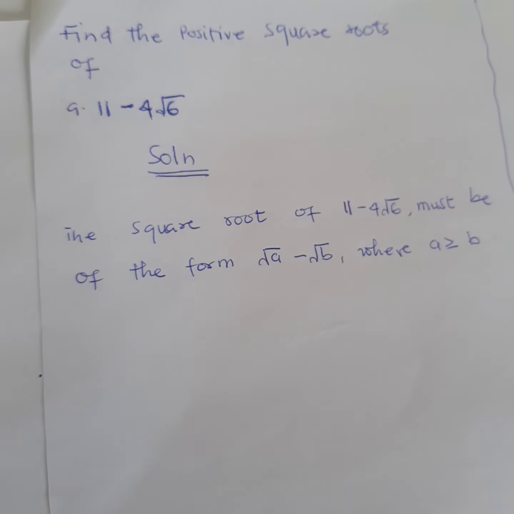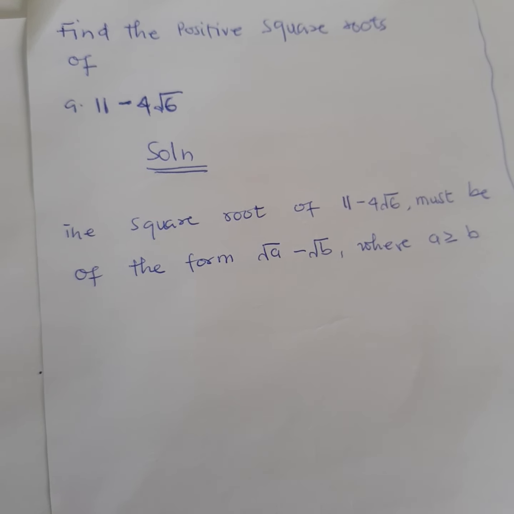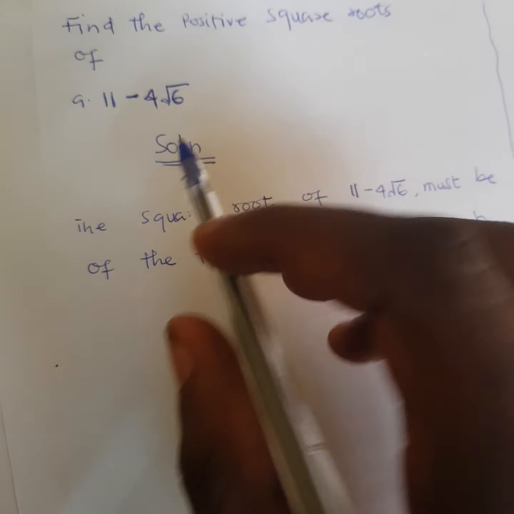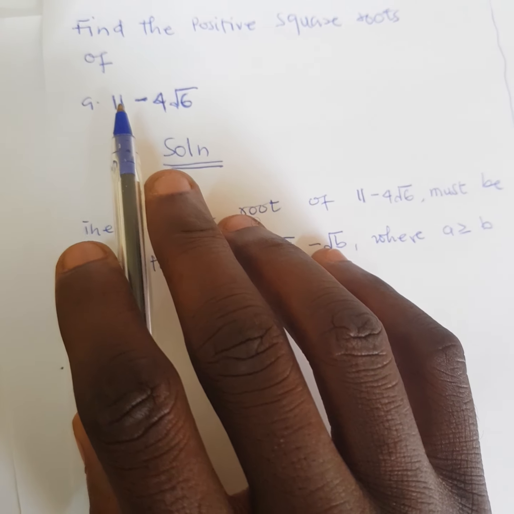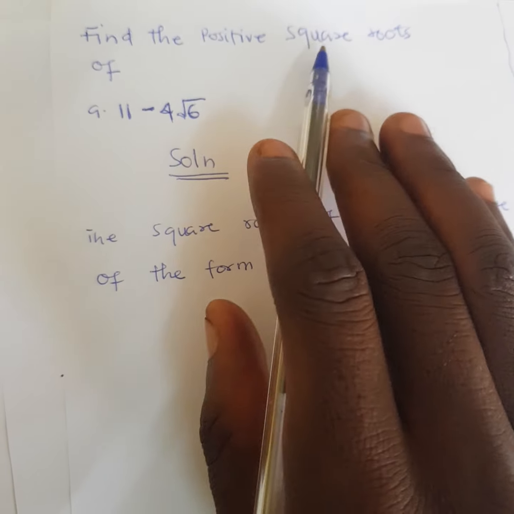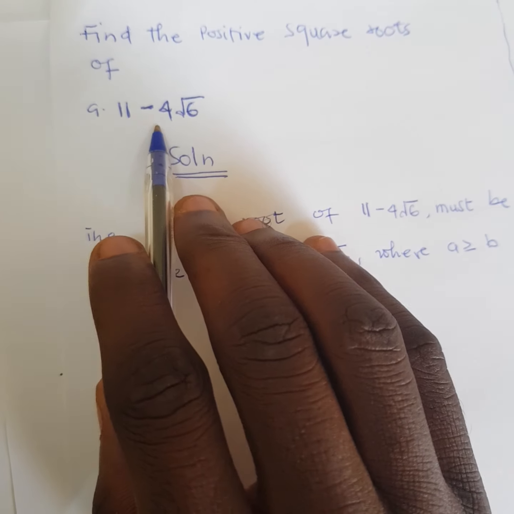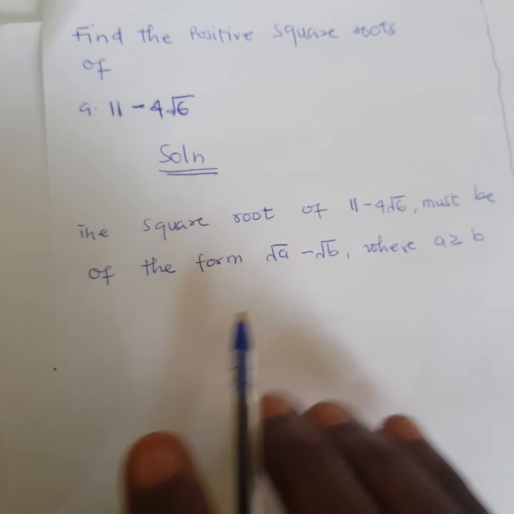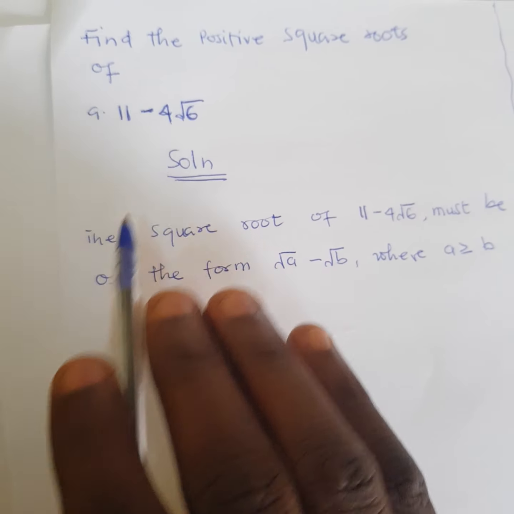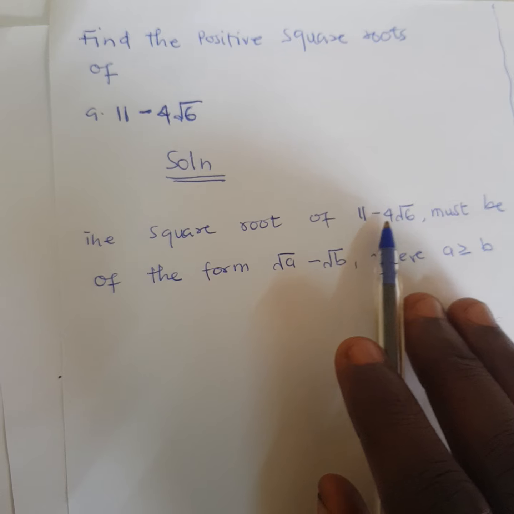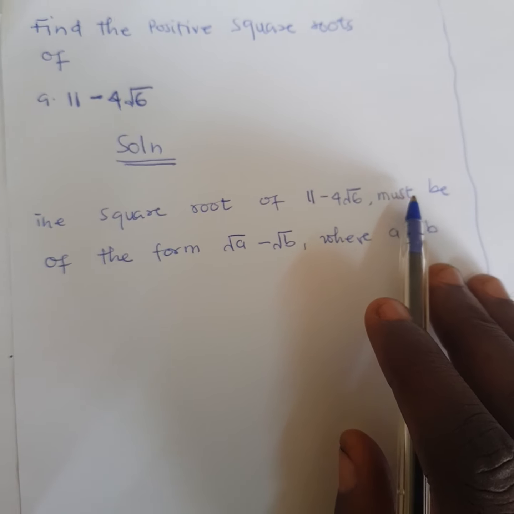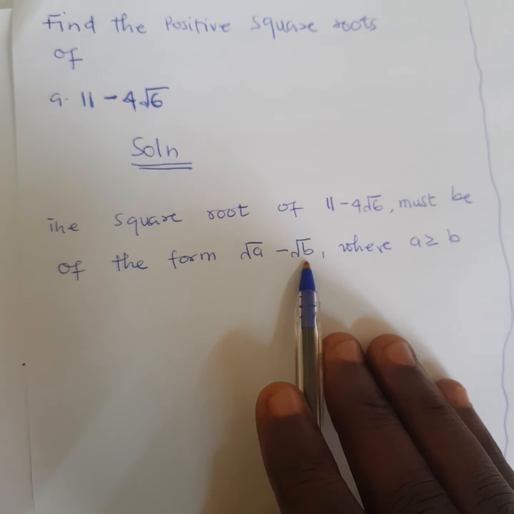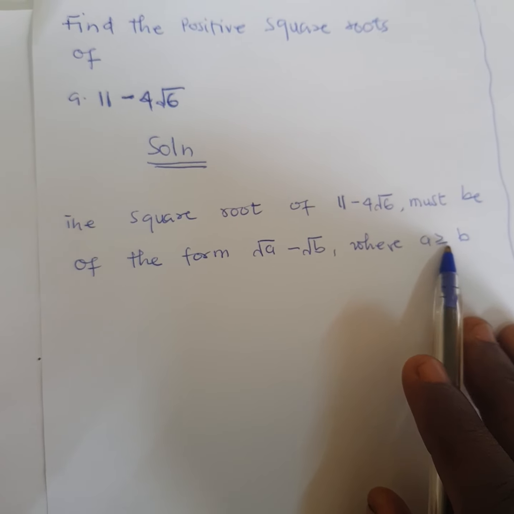So we want to look at some examples of equal surds, and then we solve them. The first one we are looking at is: find the positive square roots of 11 minus 4 root 6. Now the square root of 11 minus 4 root 6 must be of the form root a minus root b, where a is greater than b.